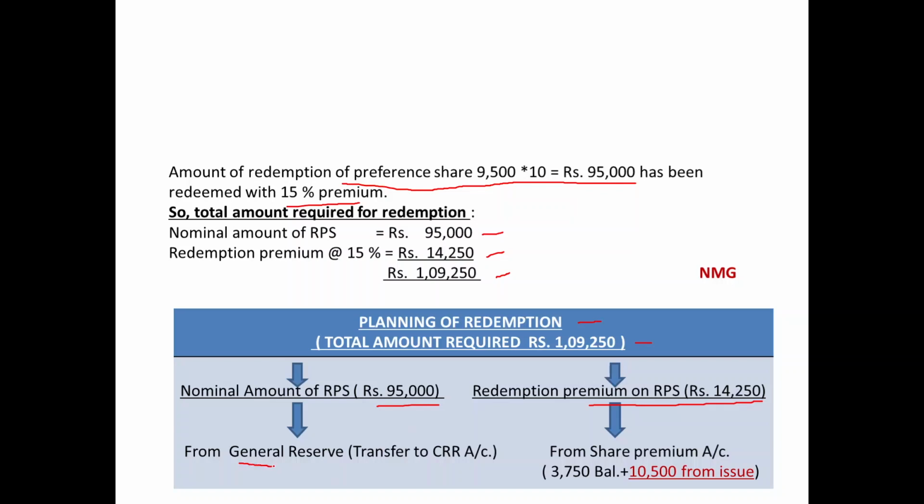So from general reserve this amount would have been taken, and if that is the option that was selected by the company, the same nominal amount equivalent to that of the RPS redemption amount, 95,000, must be transferred to CRR account.